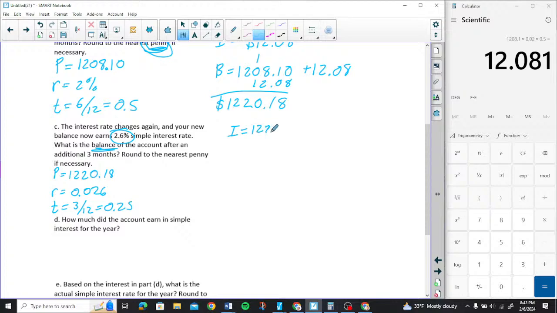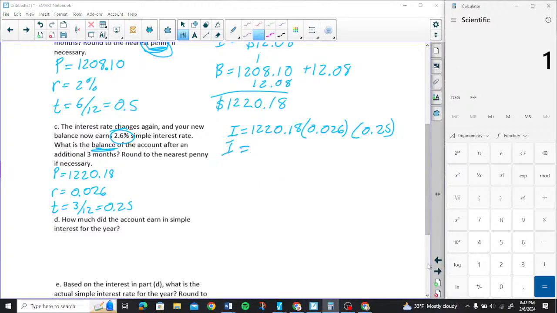So that's 1220.18 times 0.026 times 0.25. Our interest then is 1220.18 times 0.026 times 0.25. And we're going to get $7.93. This last stuff doesn't matter because we only deal with pennies.